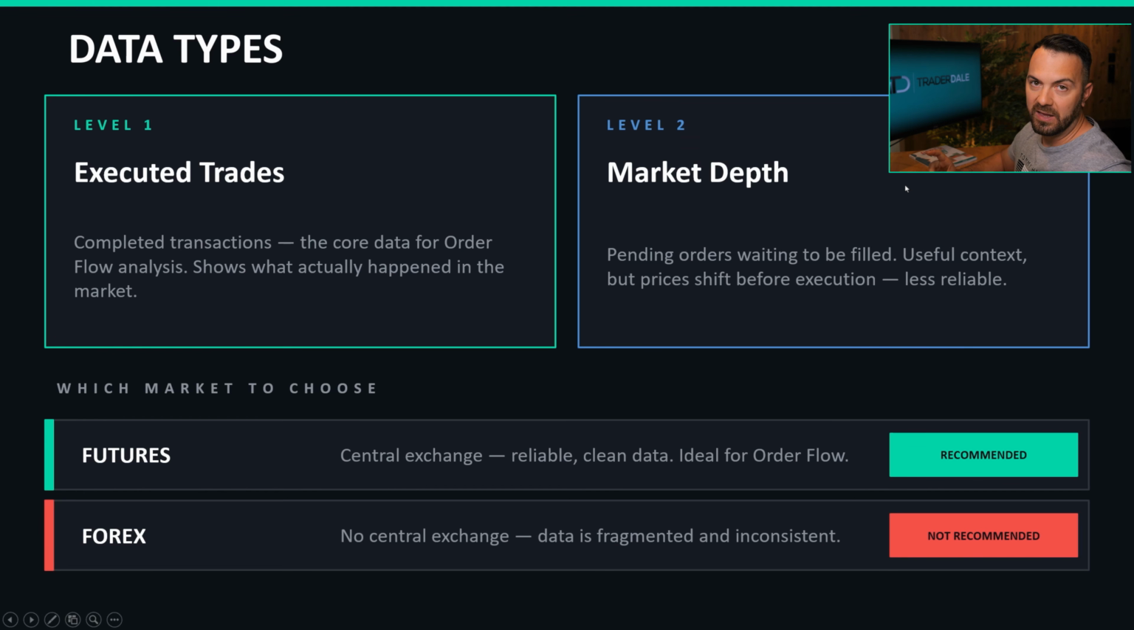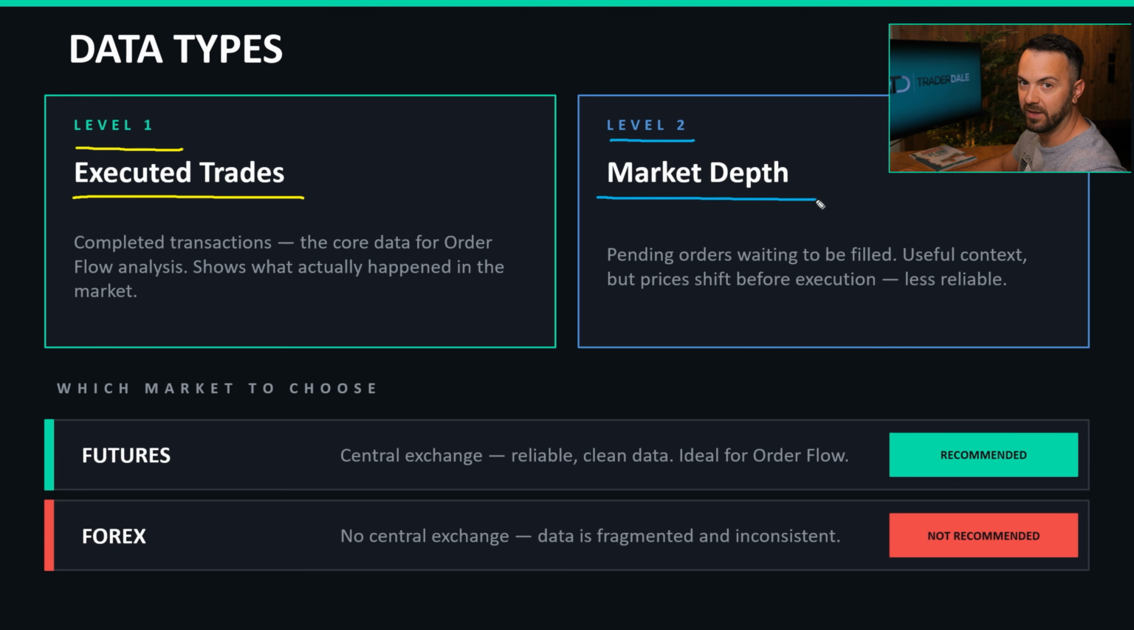Okay, now speaking of the data, there are 2 kinds of data. Level 1 data, which shows executed trades, and level 2 data, which shows market depth. For order flow trading, you only need level 1 data because order flow shows executed trades. Level 2 data also shows pending orders, but you don't need that if you trade with order flow.